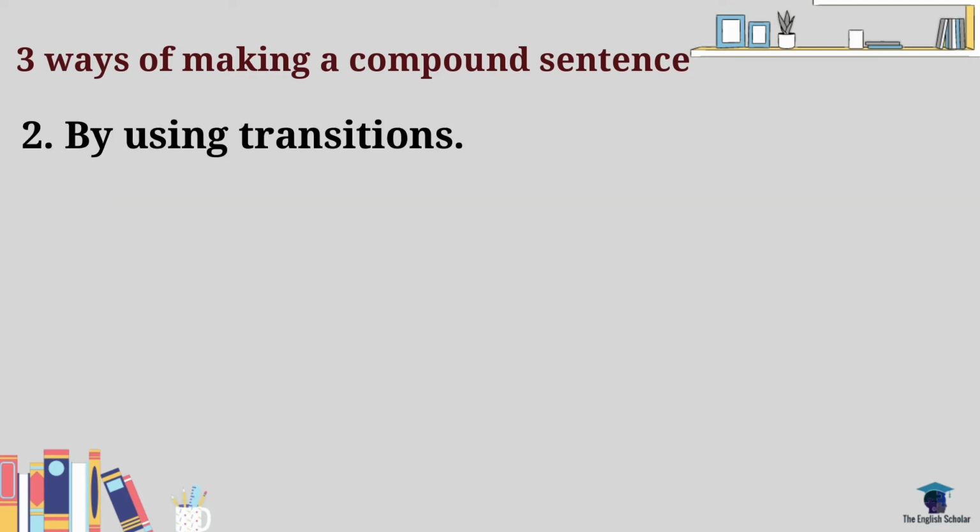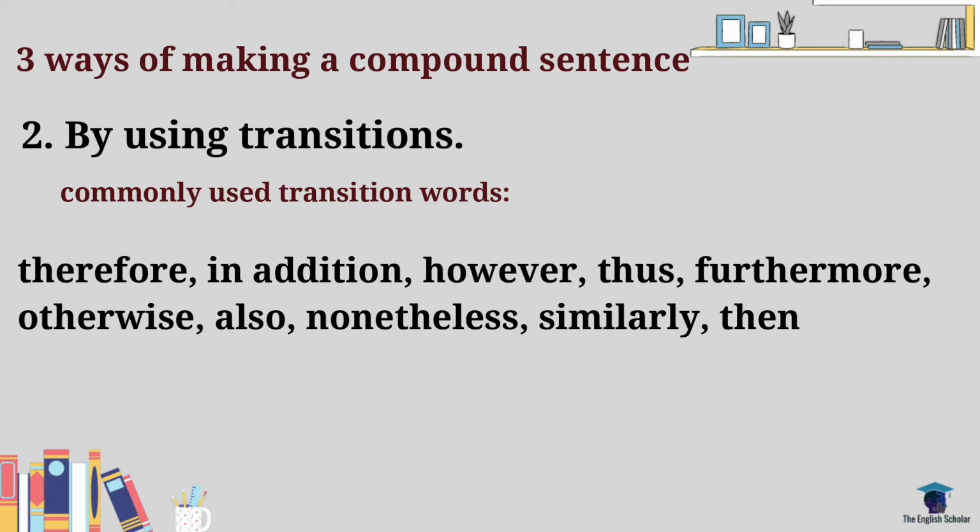Second way of making a compound sentence is to use transitions. Here are the commonly used list of transition words. We have therefore, in addition, however, thus, furthermore, otherwise, also, nonetheless, similarly, then, and etc. Now let's use some of these words to form a compound sentence.